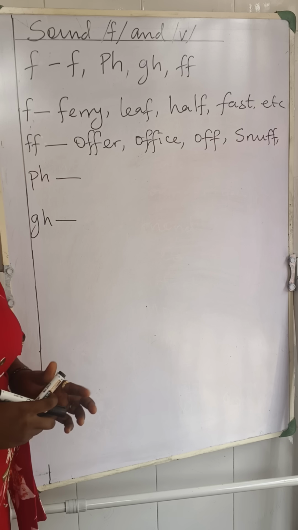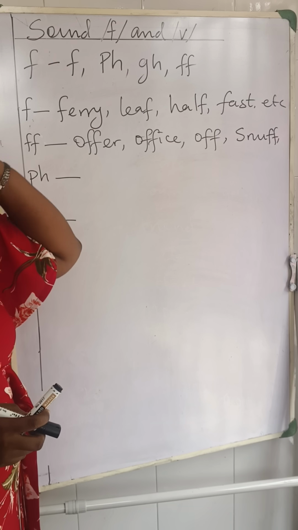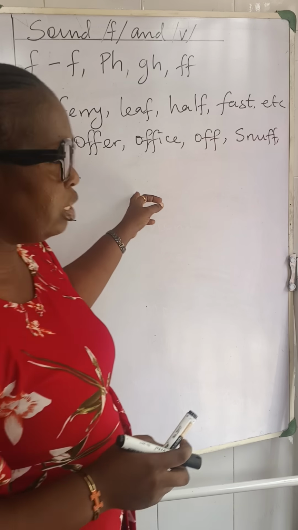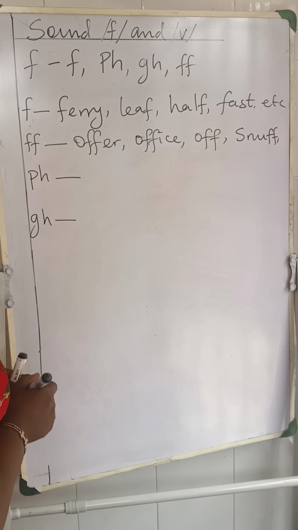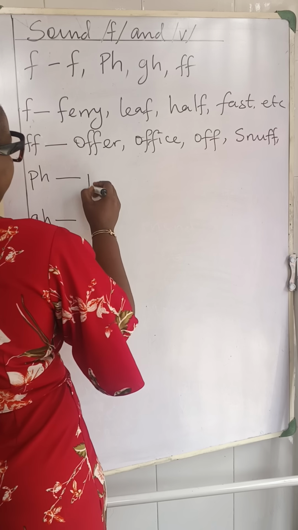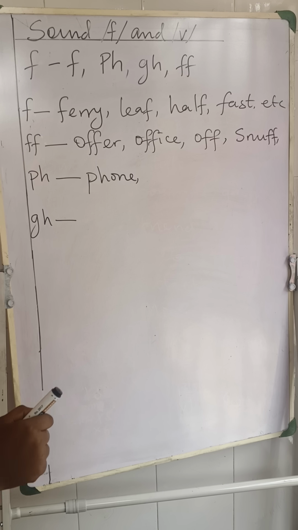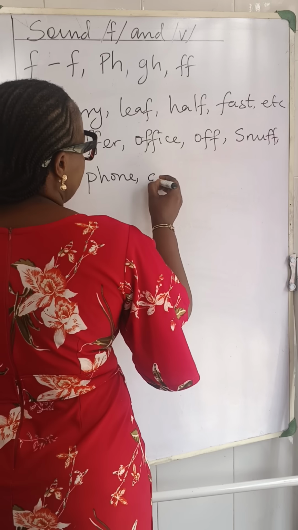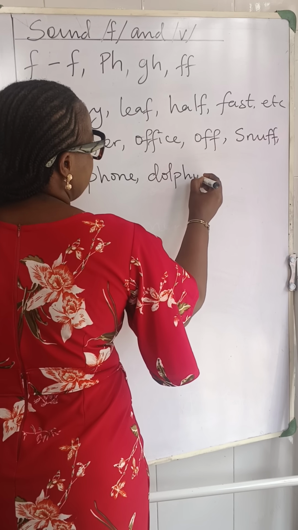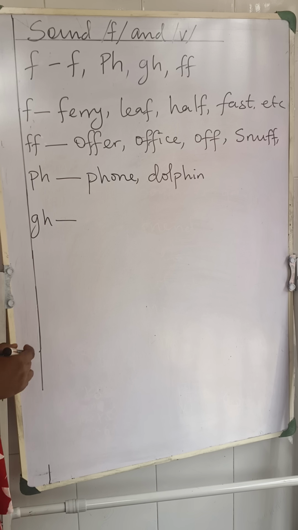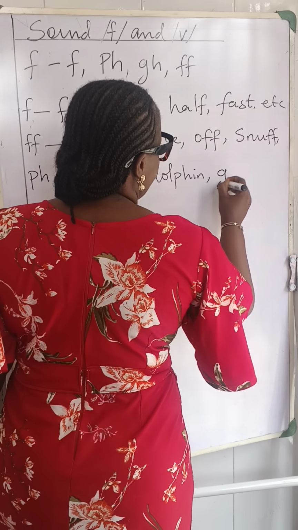Let's go to PH. Remember PH words can come at the beginning, it can be in the middle, and it can also be at the end. In the beginning, we have phone. What of in the middle? We have dolphin, as one of the examples in the middle. Do we have it at the end? We can have it at the end, like graph.